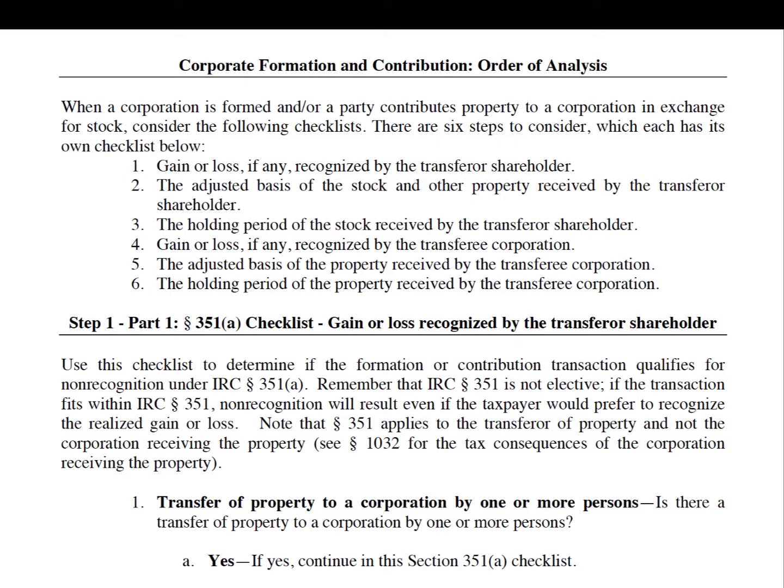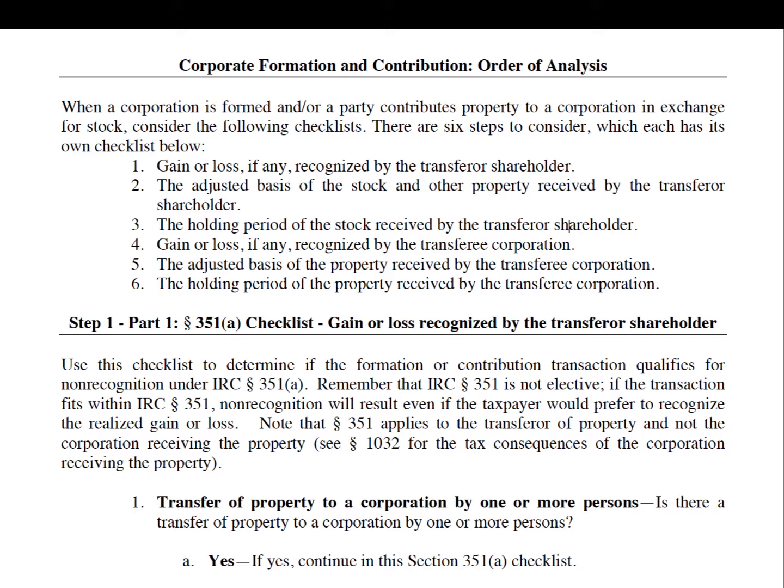Remember that 351 is not an elective section. If the transaction fits under Section 351, which is going to be determined in Part 1 of the checklist, it's mandatory. The actual code section says "shall," not "may." So that means that it's mandatory. Non-recognition will result, and even where there's loss, where most taxpayers would prefer to recognize the loss as soon as possible, the loss cannot be taken.